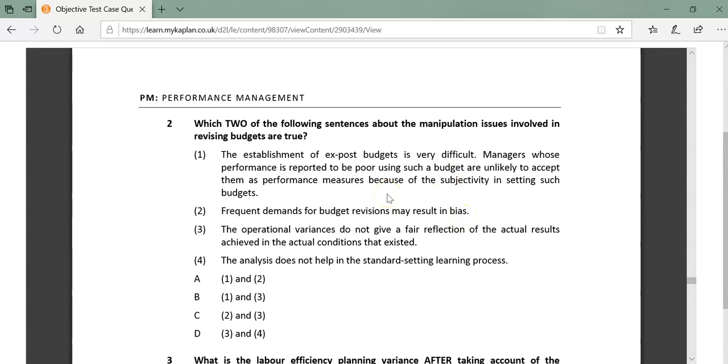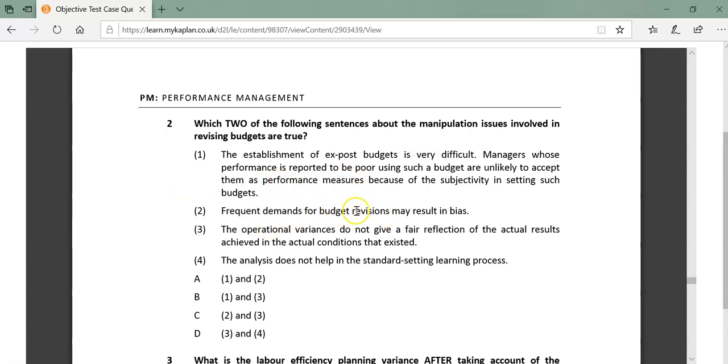Which two of the following statements about manipulation issues involved in revising budgets? The establishment of ex post budgets is very difficult. You've put a budget together and now you're working on it and changing it, which is what we're talking about with ex post here. The whole argument is you started a budget and then you're changing it and people get upset about it. So this is almost the emotional side to budgeting, and that is true. People typically get worked up about it.